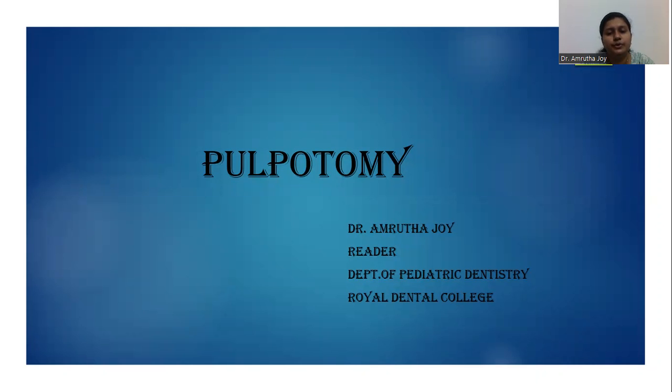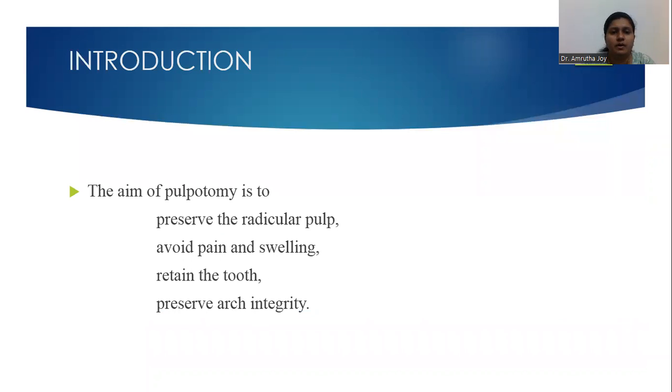Good morning all. Today we are discussing pulpotomy. Pulpotomy is the removal of the coronal portion of the pulp. It's a conservative treatment modality of inflamed pulp tissue. The aim of pulpotomy is to preserve the radicular pulp and thus avoid pain and swelling and retain the tooth, thus preserving the arch integrity.